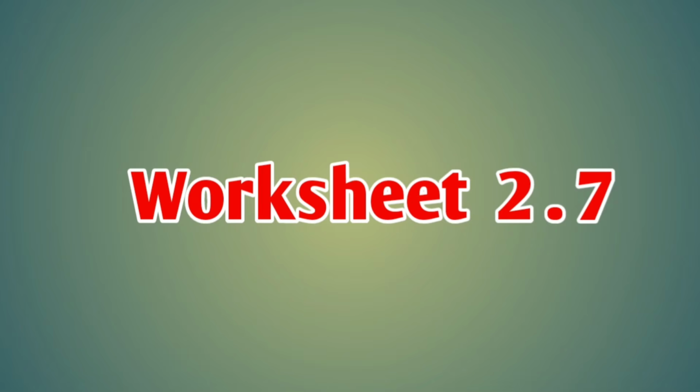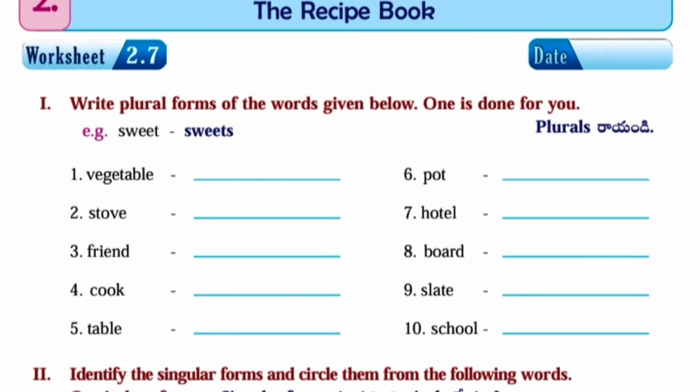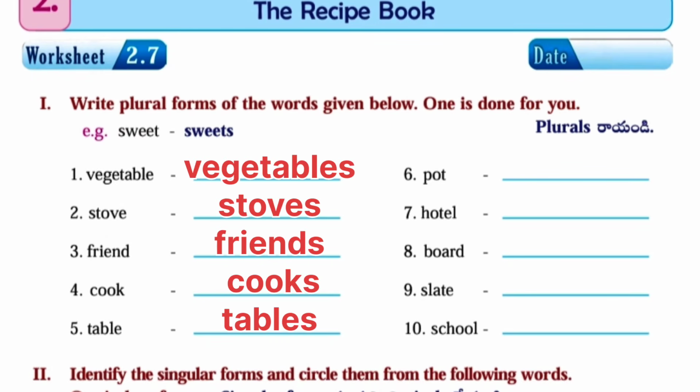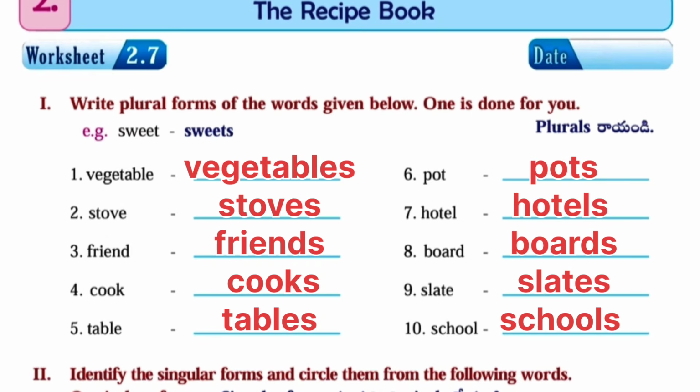And next, worksheet number 2.7. Write plural form of the words given below. One is done for you. Sweet, sweets. Vegetable, vegetables. Stove, stoves. Friend, friends. Cook, cooks. Table, tables. Pot, pots. Hotel, hotels. Board, boards. Slate, slates. School, schools.